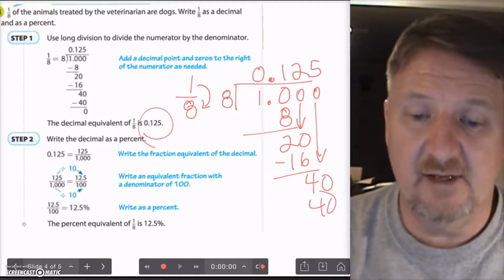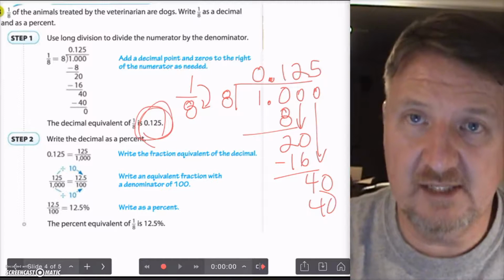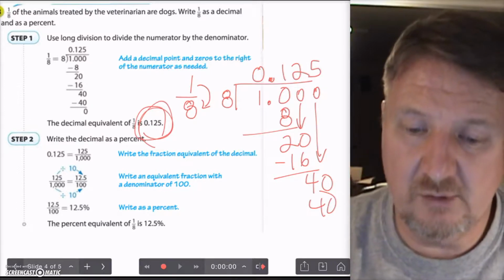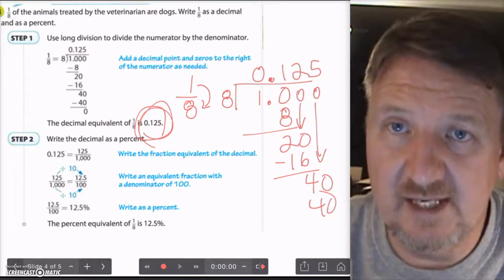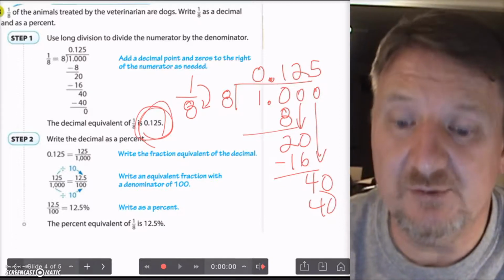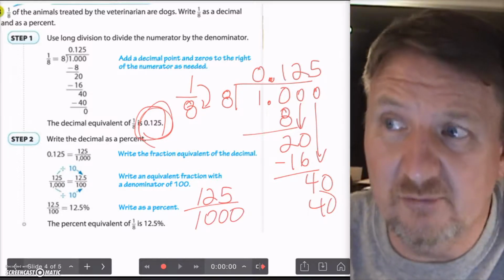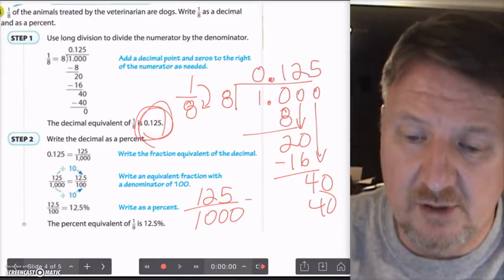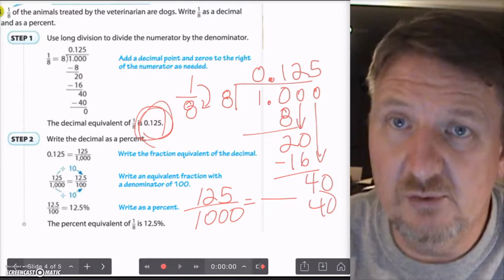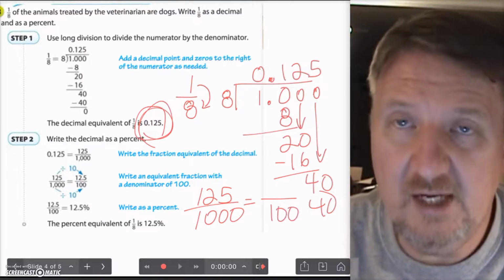So now if I were to take this decimal here and write it as a percent, the first thing I want to do is write it over whatever it tells me to. So it's 0.125. If I read that as a number, it would be 125 thousandths. So 125 thousandths, when I set it up as a fraction, just goes over 1,000 because that's what the decimal tells me. So in order to turn it into a fraction we can use to turn it into a percent, we have to get it over 100.